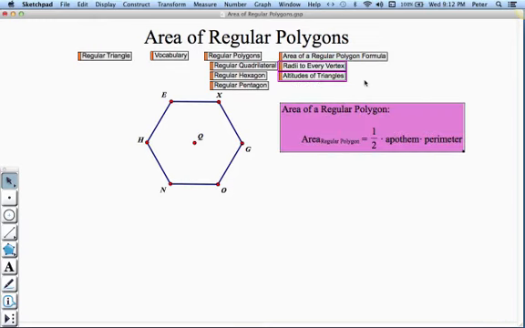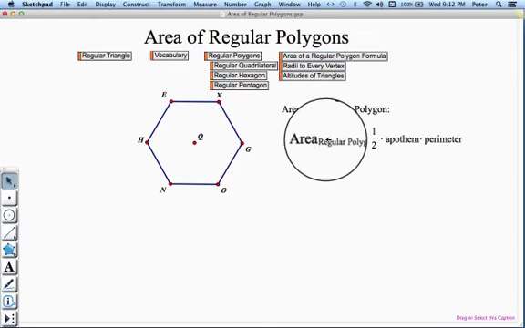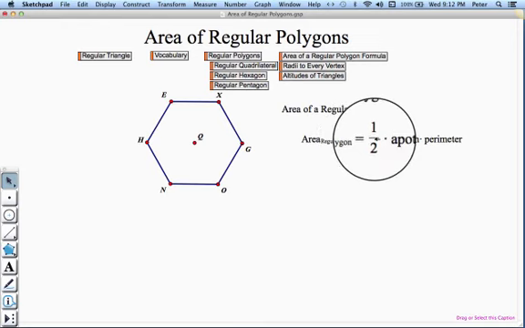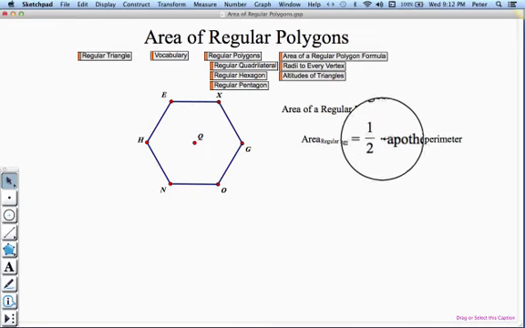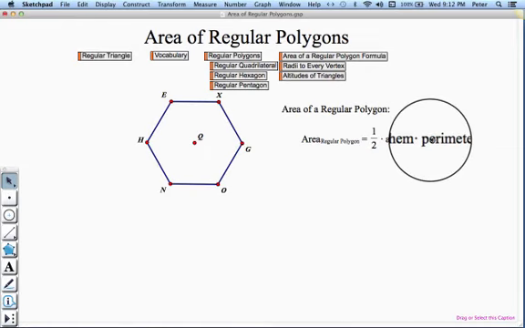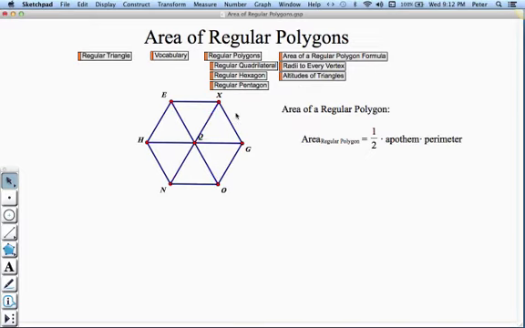So here's how it works. The formula is that the area of a regular polygon is 1/2 the apothem times the perimeter of the polygon. 1/2 apothem times perimeter. Pause and make sure that's in your notes. Now let's explain where that came from. Well, if I were to draw the radii to every vertex, you'd notice that this created some isosceles triangles. All of these radii are congruent, and so these would all be legs of isosceles triangles.